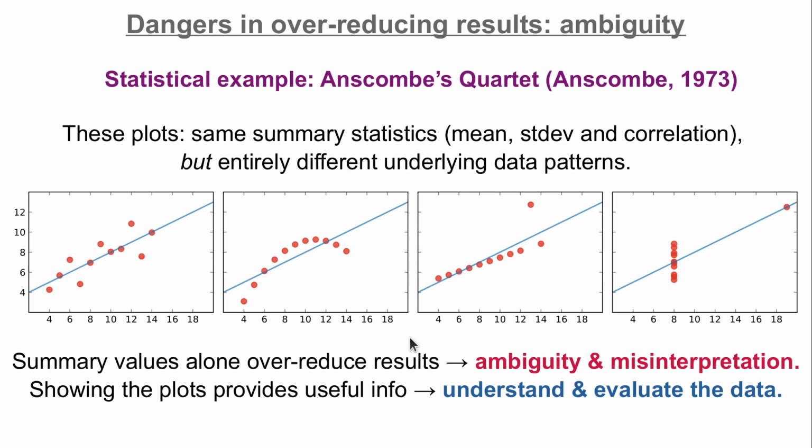So what that means is, if we really want to interpret our data meaningfully, both for ourselves and when we tell others about it, if we include an image there, if we show the plots, we see useful context and underlying results that help us accurately understand and evaluate the data. So it breaks the ambiguity by presenting enough results and not over-reducing them.